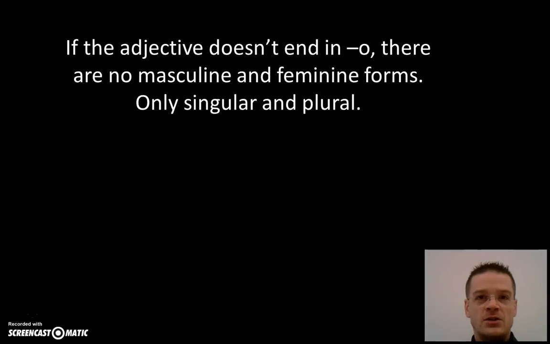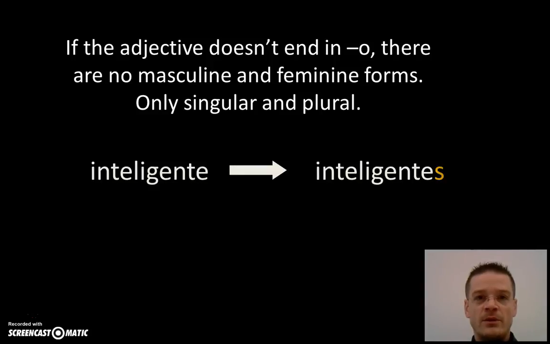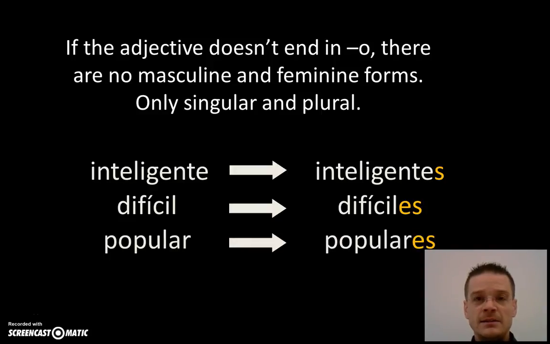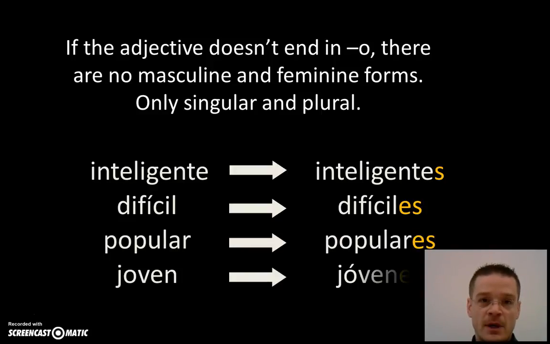And if the adjectives don't end in an O, there's no masculine and feminine, only singular and plural. And so, if it ends in an E, then we just add an S to make it plural. If it ends in a consonant such as L, R, or N, we add ES. And that's pretty much what you need to know to do the exercises that you'll be doing in class.